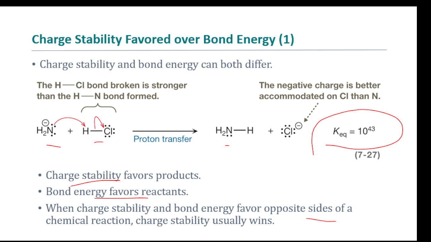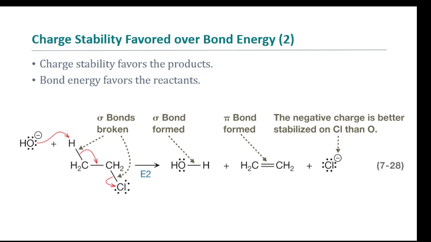Now, charge stability usually wins these differences. It's pretty unusual for it not to win. Okay, it can not win. That is possible, right? But you have to have some very specific conditions. Usually, overall charge stability usually wins this. The bond enthalpies or bond energies are usually not as large.